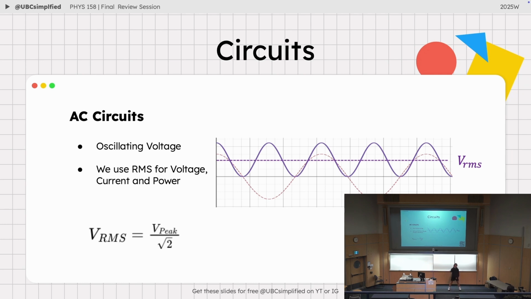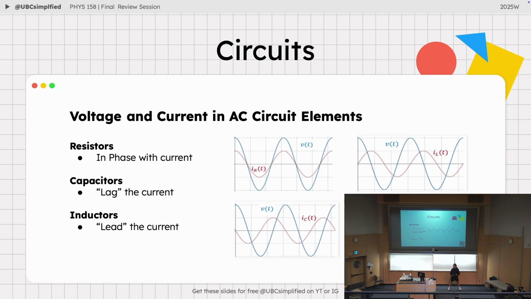The VRMS is given by that formula there. It's just the peak voltage, which is the amplitude of your voltage wave, divided by the square root of 2. And you can do all the math we do with circuits. If you use all RMS or all peak, it all works out nicely, because all you're doing is scaling it all by square root 2.